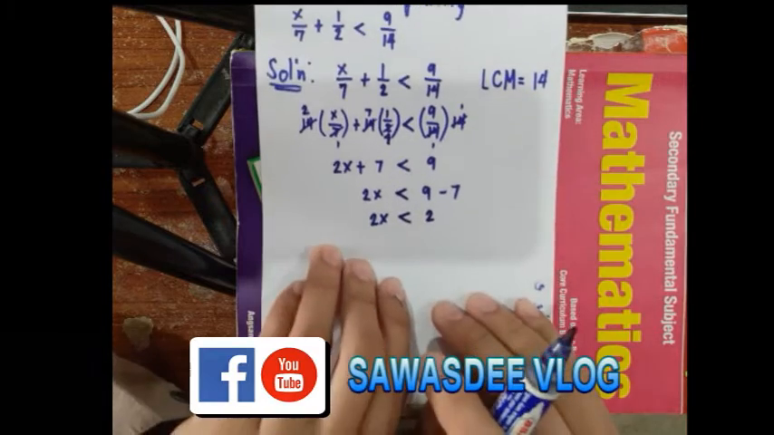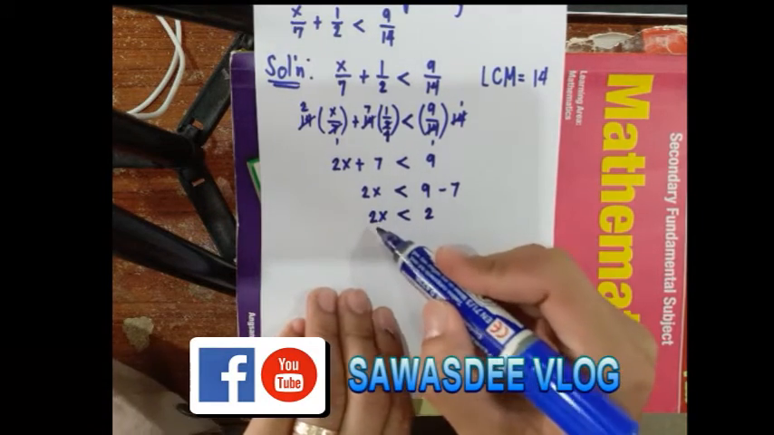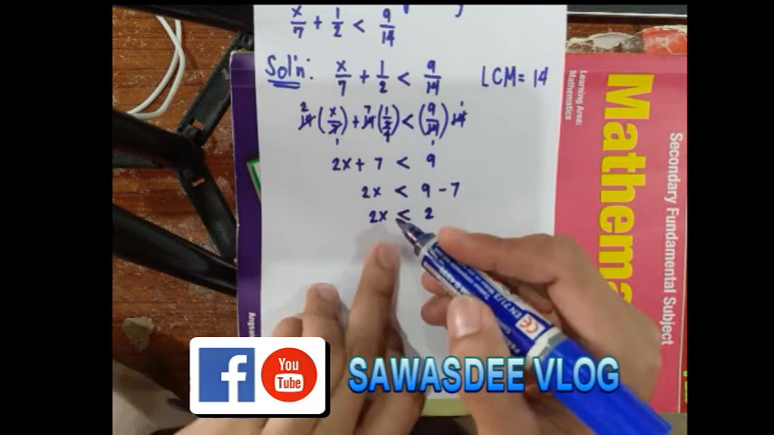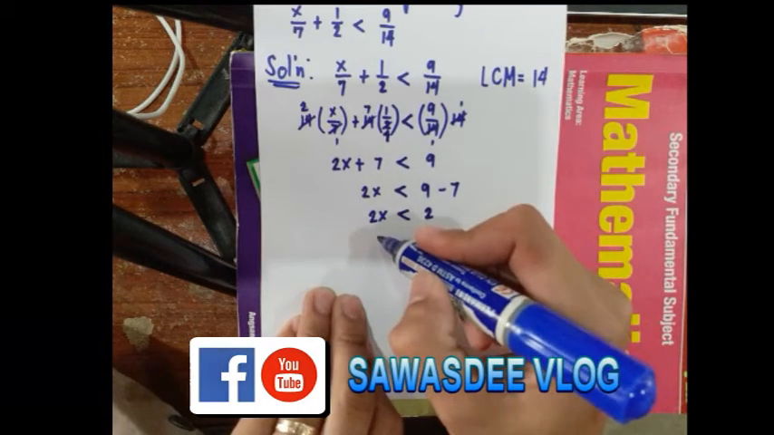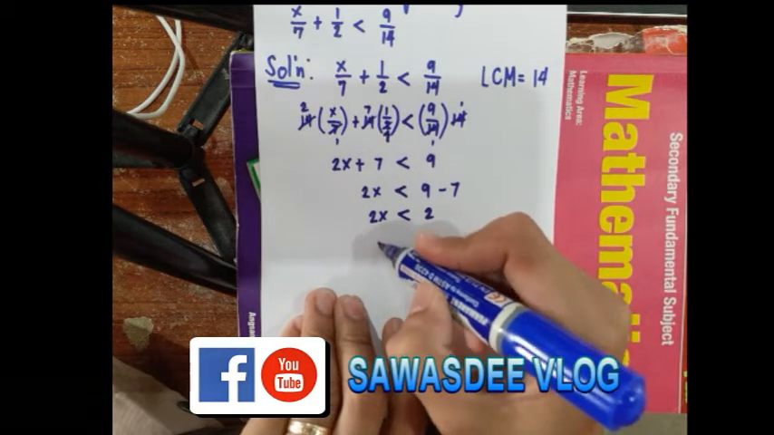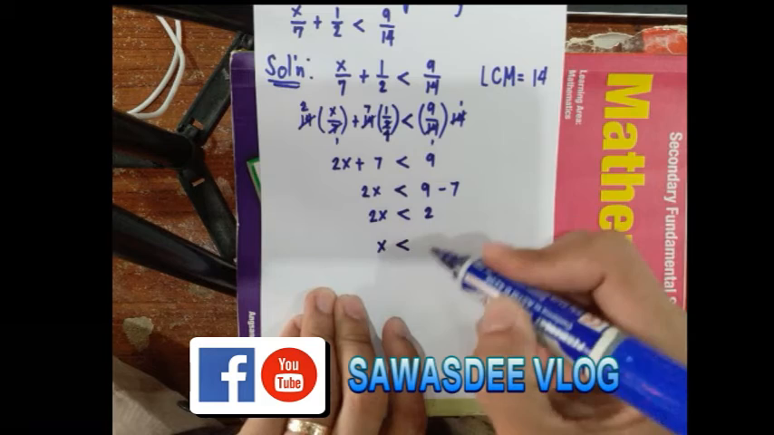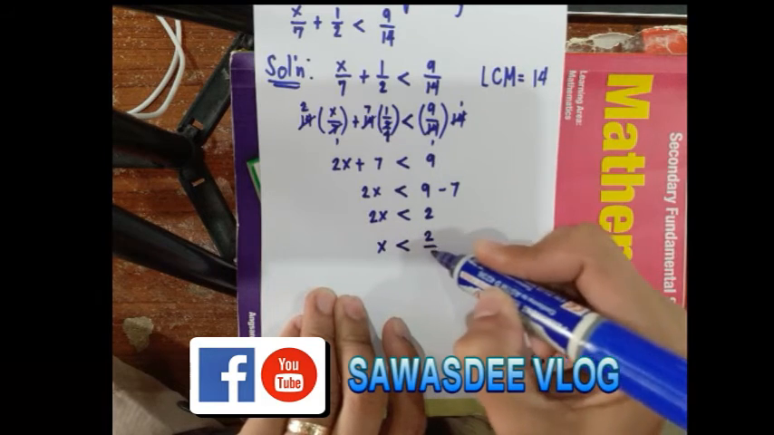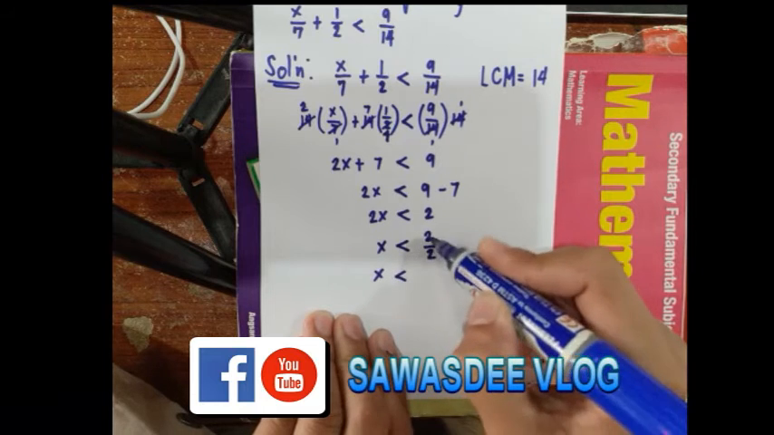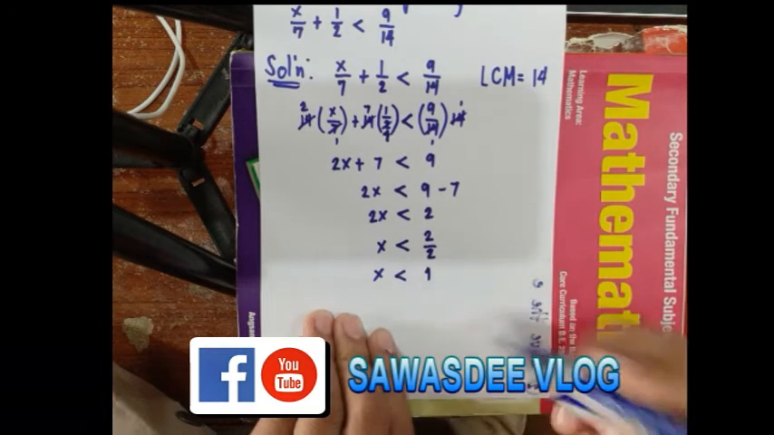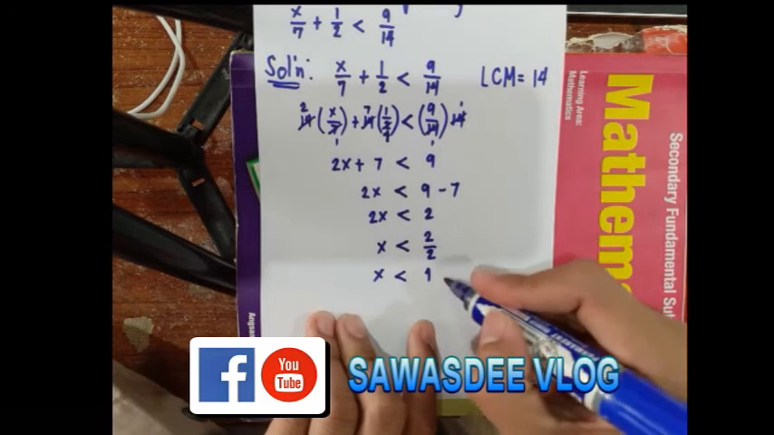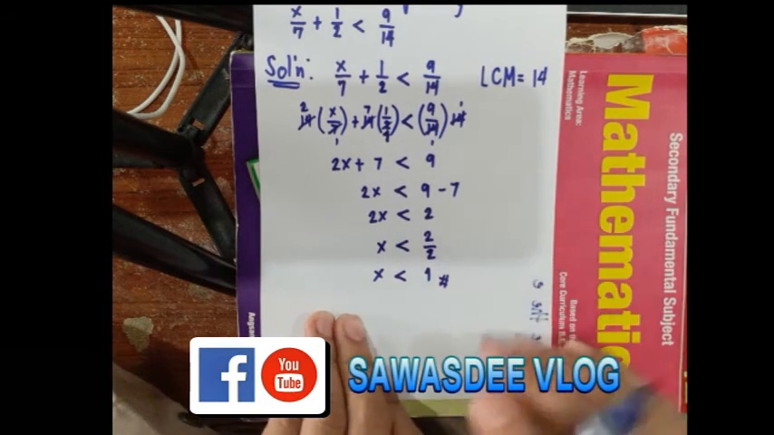As you notice, we have 2x. The coefficient of x is 2. What should we do with the 2? We divide so that we can cancel the 2. So x less than 2 divided by 2, and 2 divided by 2 is 1. That's the final answer: x is less than 1.